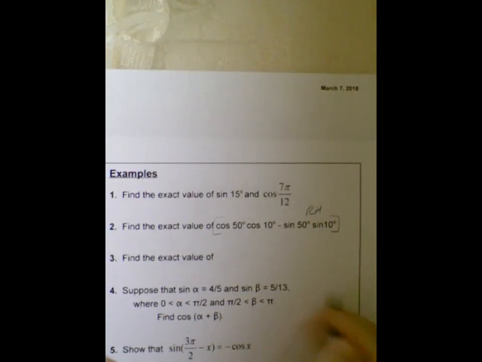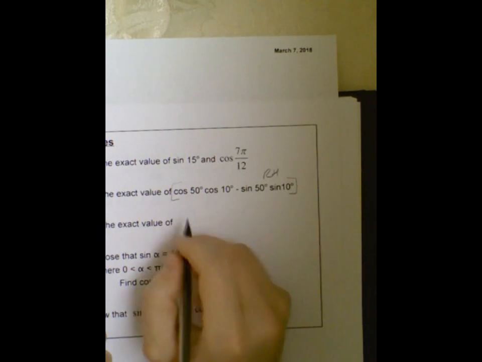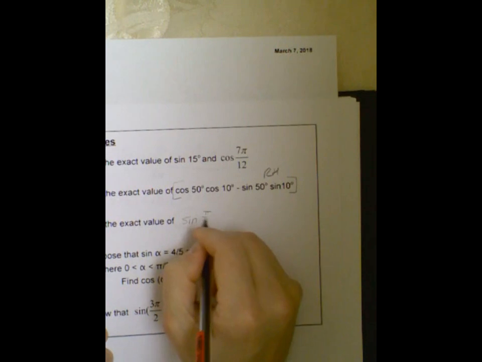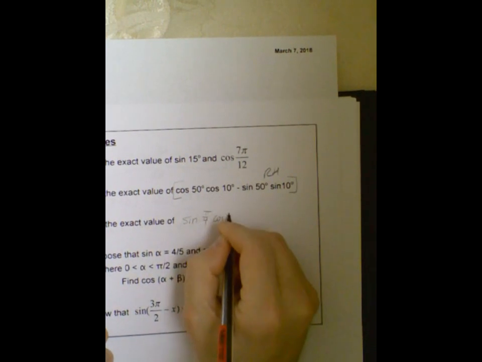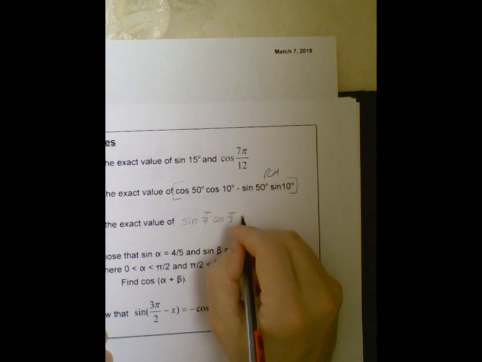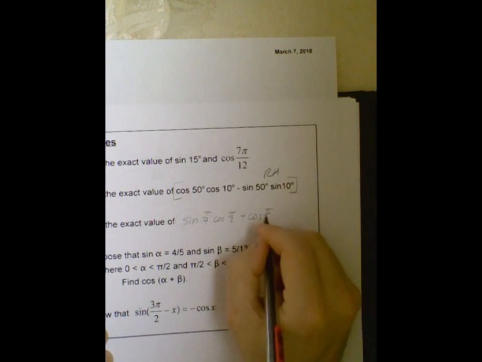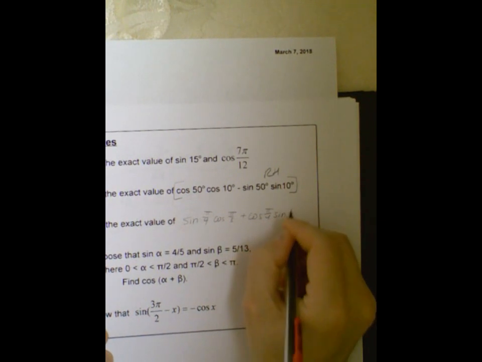All right, number 3 is empty. I'm not sure why, but I'll make up a new one for you. How about number 3 is find the exact value of sine of pi over 4 cos of pi over 3 minus, plus, I changed my mind, cos of pi over 4 sine of pi over 3.